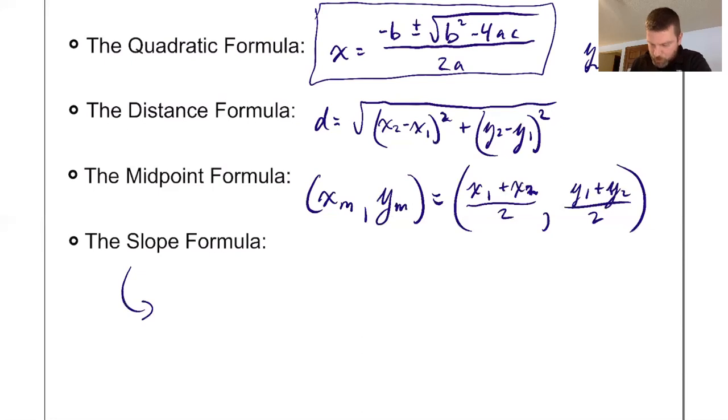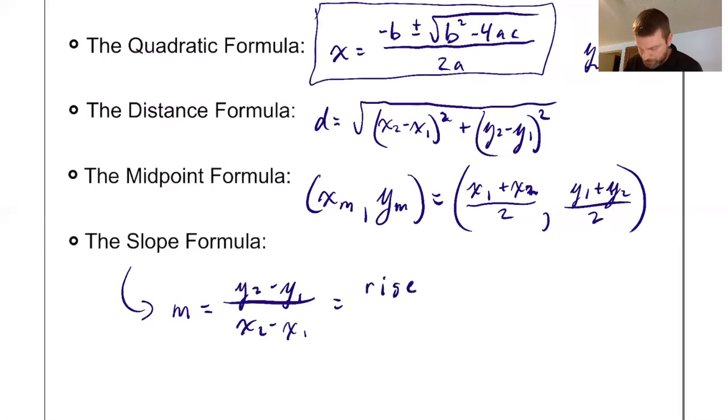And very last, the slope formula. Oftentimes we use m for slope, but the slope formula looks like this. You take your y values on top and subtract them, x values on bottom and subtract them. That, of course, you should have memorized. It's rise over run. Subtracting the y values is how you get rise. Subtracting the x values is how you get run.